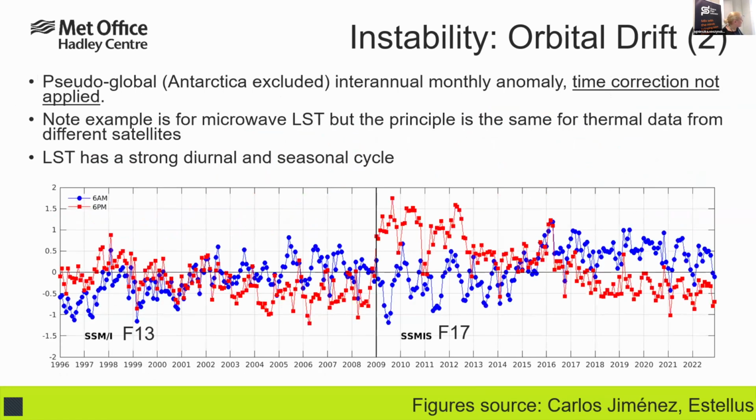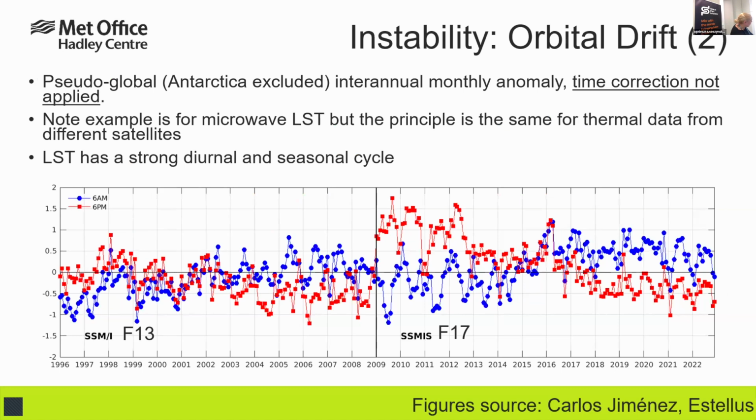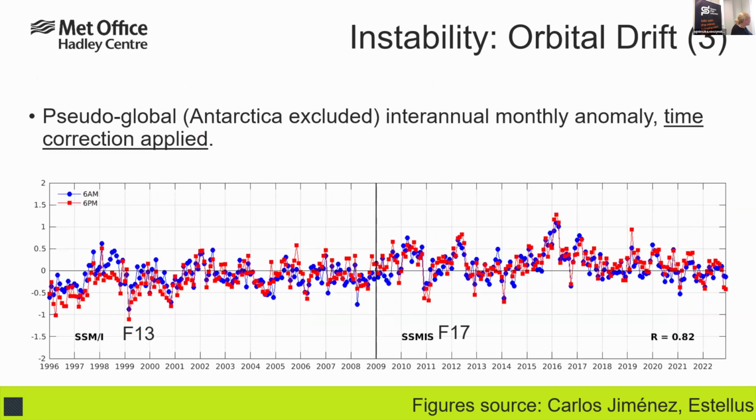It varies quite a lot, and that is because LST has a strong diurnal and seasonal cycle, of course. So what we tried to do in LST-CCI is create a correction to harmonise these two sensors. This is from my colleague Carlos Jimenez, who will be speaking tomorrow, and he has done a very nice job here. You can see that they align much better after he's applied this time correction to the data to correct for that orbital drift. It's a very difficult problem with LST.